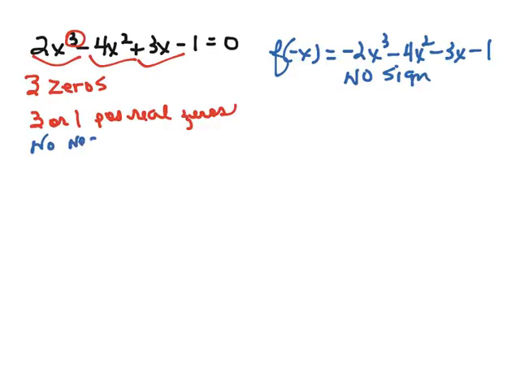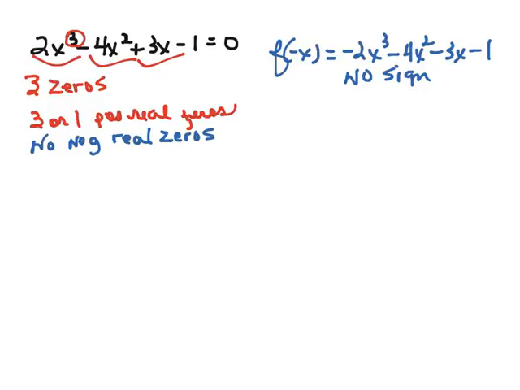no negative real zeros. And so that will help us when we start using our rational zero test, because we don't need to test any of our negative numbers. None of them are going to work. It's going to be only positive numbers that will divide evenly.